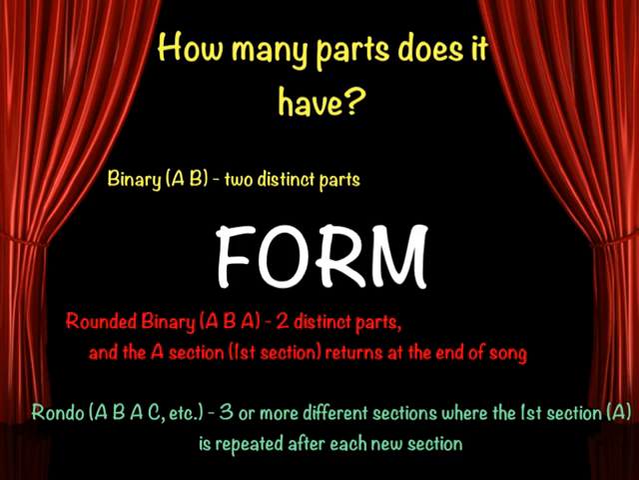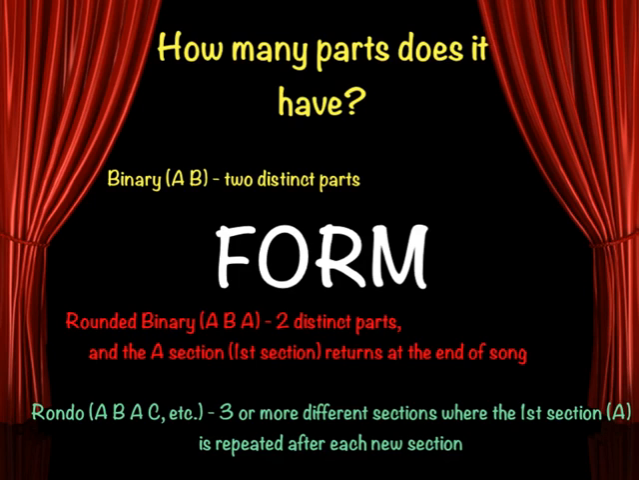The verse will be the A part. The B part will be the chorus. So binary has two distinct parts. Rounded binary, we describe that with A, B, A form. It has two distinct parts, because of the A and the B, but the A section, which is the first section, returns at the end of the song.